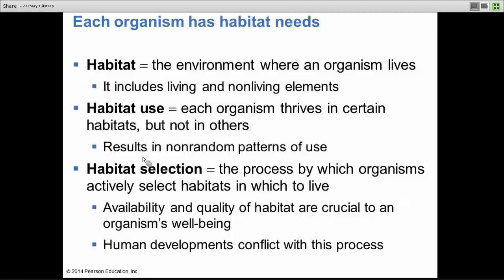organism lives will be called its habitat. Each organism thrives in certain habitats and not others, leading to non-random patterns of habitat use. Mobile organisms actively select habitats in which to live from among the range of options they encounter, a process which would be called habitat selection.